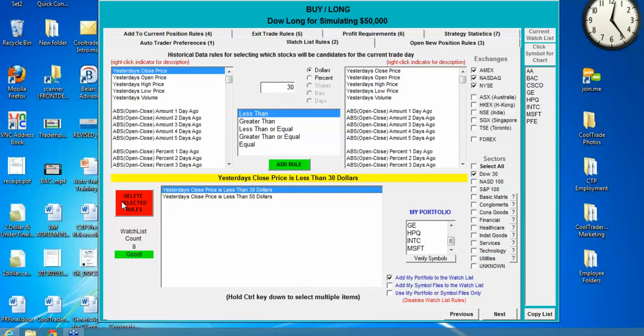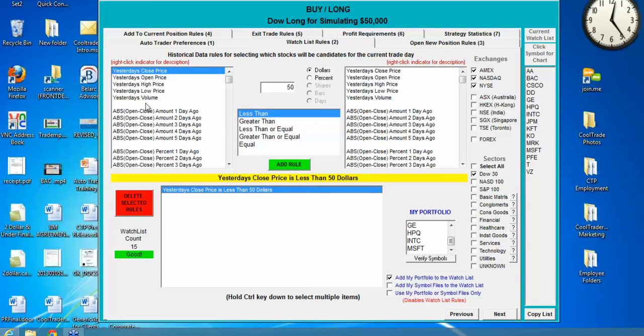All right. So yesterday's close price is less than $50. Now what the robotic trader is doing is it's looking at the exchanges first, and then it looks at the sectors, and it sees that we've only got the Dow 30 selected. Once we apply that rule, yesterday's close price is less than $50, we get 15 stocks in the Dow 30 that are less than $50, and they're all listed right here.